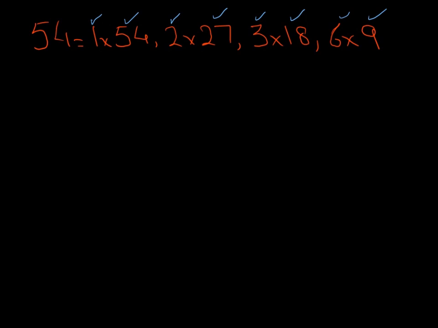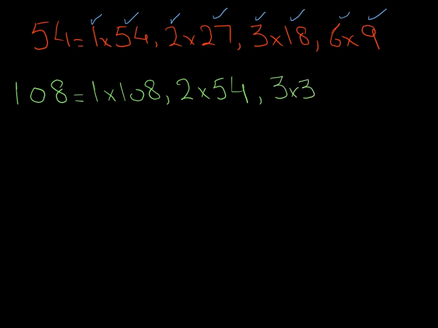So let's try another. The next number is 108. So let's look at factors of 108. It's going to be 1 times 108. This is going to be 2 times 54. This is going to be 3 times 36. It's going to be 4 times 27.